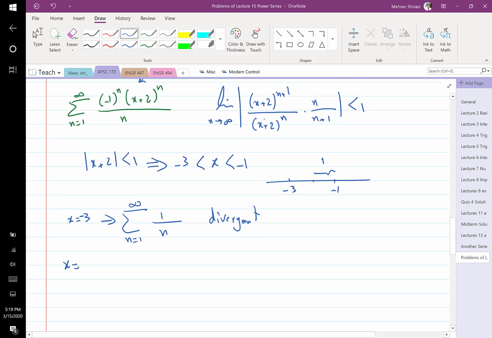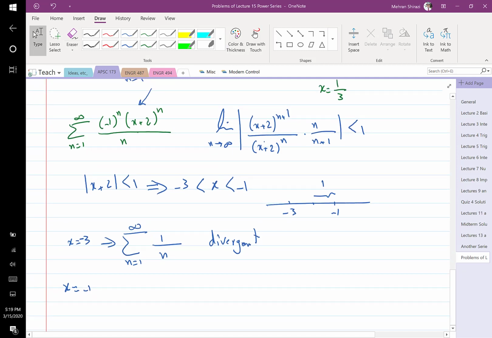And then at the other end of the interval, at -1, just replace -1 here. So -1 plus 2 would be 1. So 1 to the power of n is always 1. So the series becomes -1 to the power of n over n, which is the alternating harmonic series, and it's conditionally convergent.